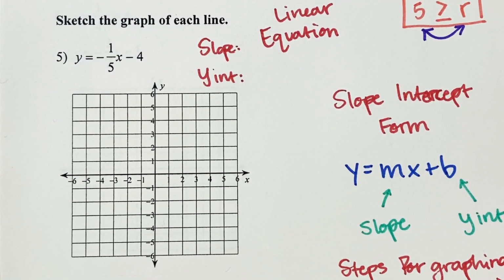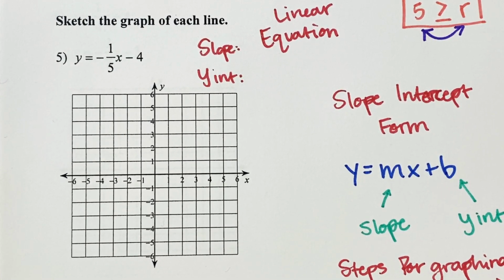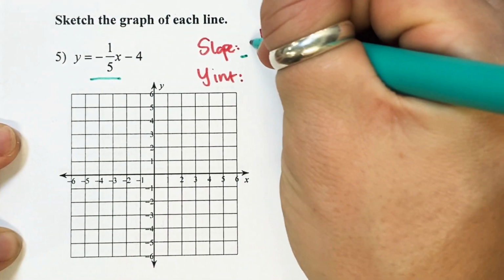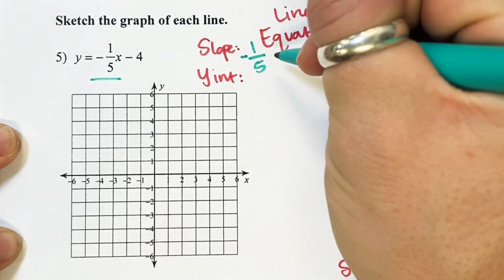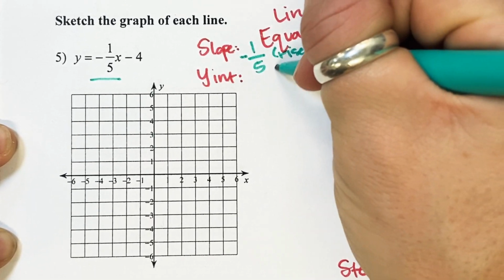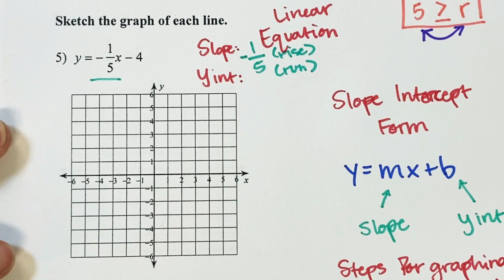Okay, so what is my slope? What is that number or fraction that is right in front of that x? It's going to be -1/5, which is great because it's already in rise over run, right? It's already in fraction form.